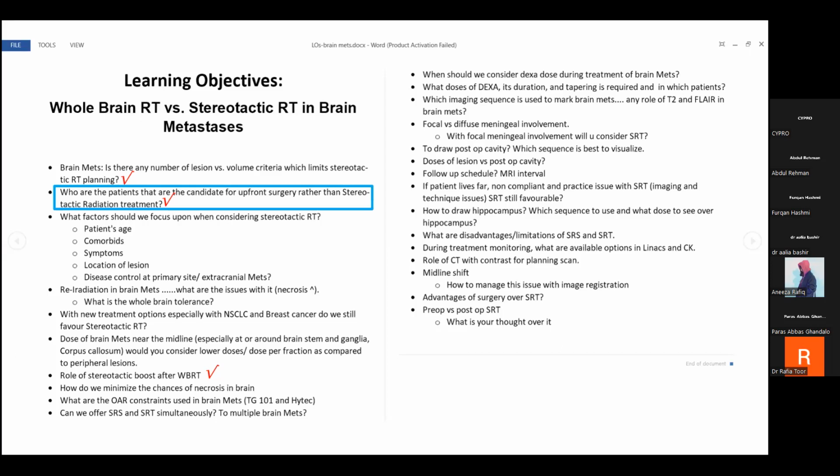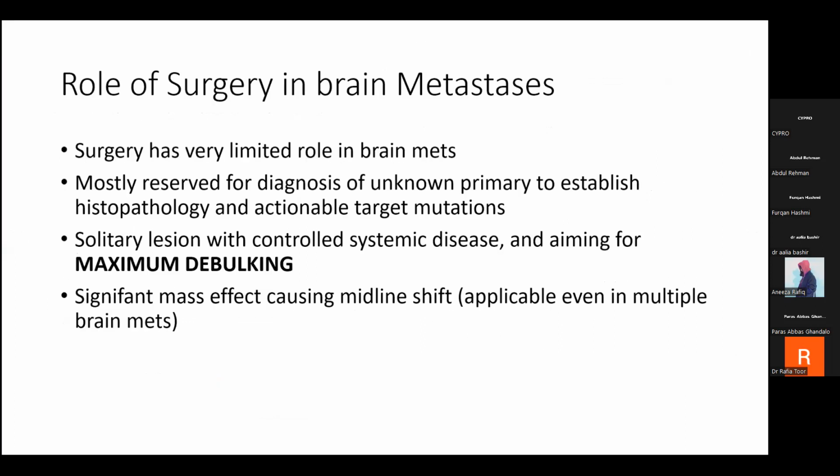So another learning objective: who are the patients that are candidates for upfront surgery rather than stereotactic radiation treatment? One of the hot topics as well. Currently, the surgery for brain metastasis is limited. Mostly it is offered if the patient is having any mass effect, the lesion is large enough, like more than 3 centimeters, or if there is an uncertainty about the diagnosis or the patient has an unknown primary. In that case, surgery is the preferred one.